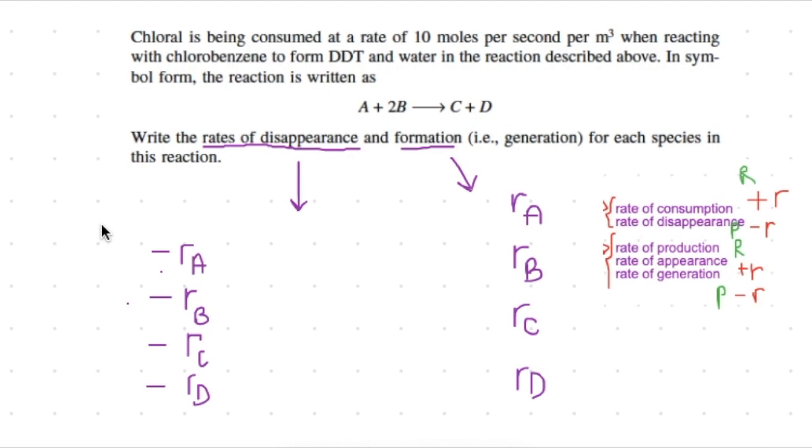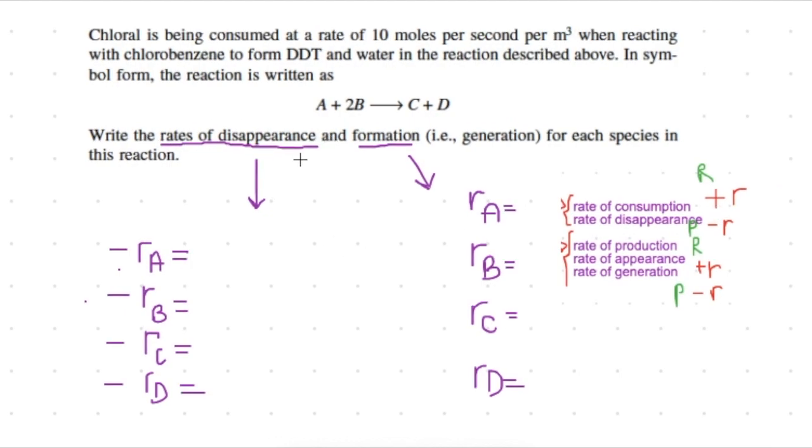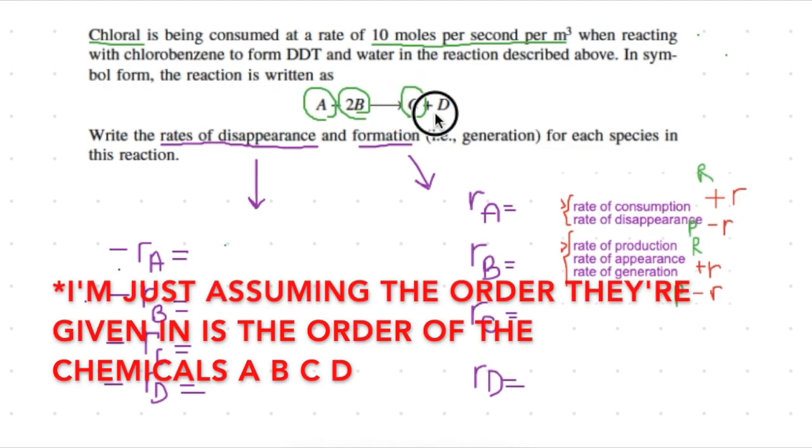Now when we actually plug in the number for 10 moles per second per meter cubed, we are going to use this table to determine the signs. Now let's look at the rate of disappearance first. A and B are reactants. Looking at the question, they tell us that we have a rate of 10 moles per second per meter cubed, which is consistent with the units I talked about earlier. Chloral is going to be assumed to be our first reactant, because it says chloral is being consumed when reacting with chlorobenzene, which we are going to assume to be our second reactant, to form DDT and water. So DDT is C and water is D.